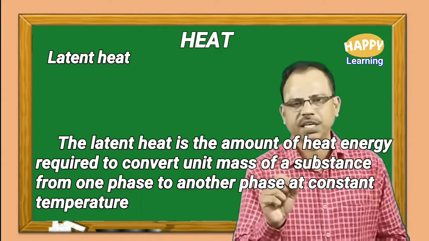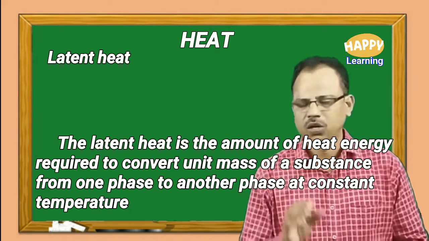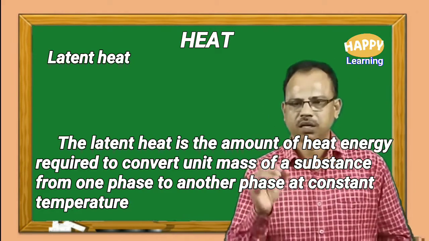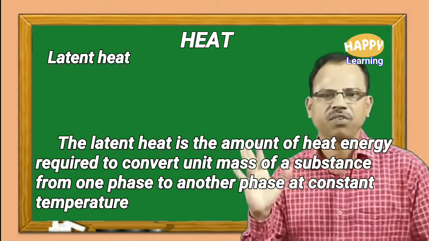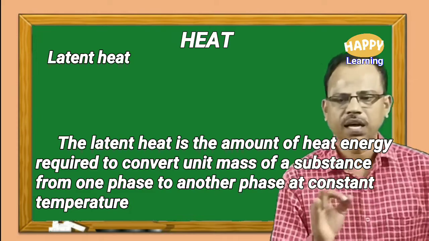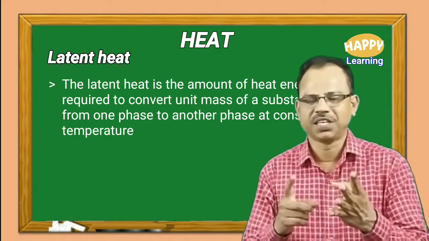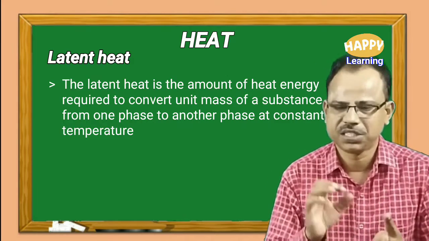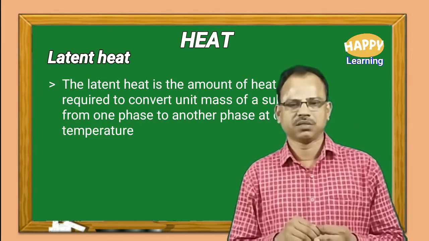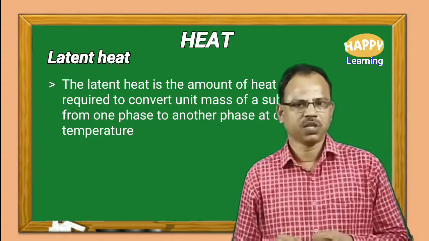Latent heat is the amount of heat energy required to convert unit mass of a material from one phase to the other phase at a constant temperature. Here I am not saying 1 gram or 1 kg, simply I said unit mass so that it is suitable for a CGS system or an SI system.